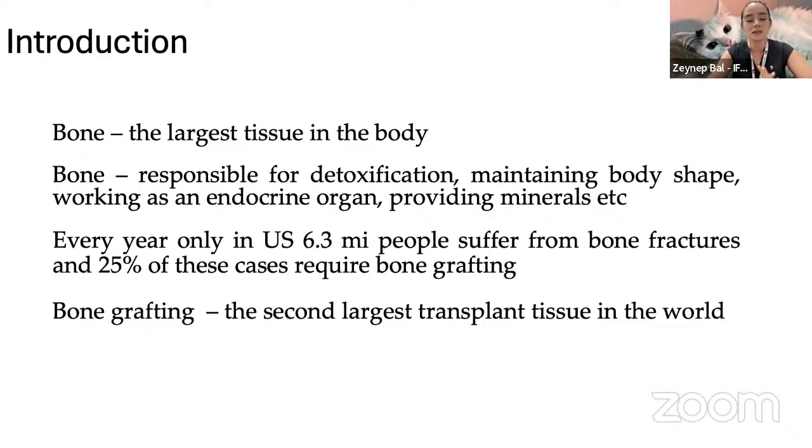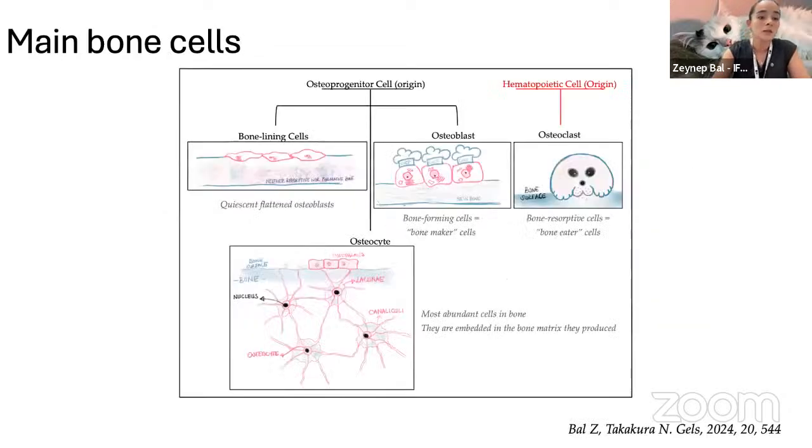So bone is the largest tissue in the body and it is responsible for detoxification, maintaining body shape, working as an endocrine organ. It protects our organs, it provides minerals, etc. Every year, only in the United States, 6.3 million people suffer from bone fractures, and a quarter of these cases require bone grafting, which makes bone grafting the second largest transplant tissue in the world, and the first is blood transfusion.